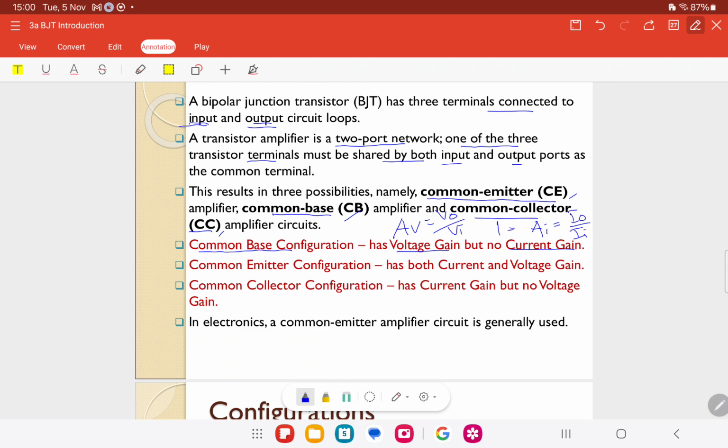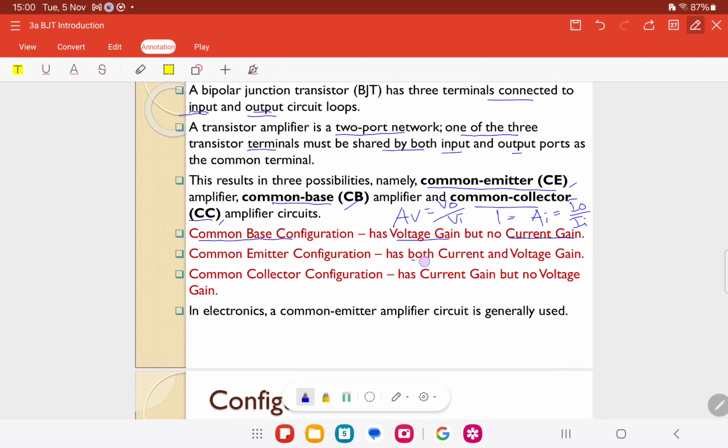Dia ada juga no voltage gain. That one is for common base. So for common base dia ada voltage gain but then no current gain. For common emitter, it has both current and voltage gain. Voltage dia makin besar, current pun makin besar at the output. Okay. And we have power.